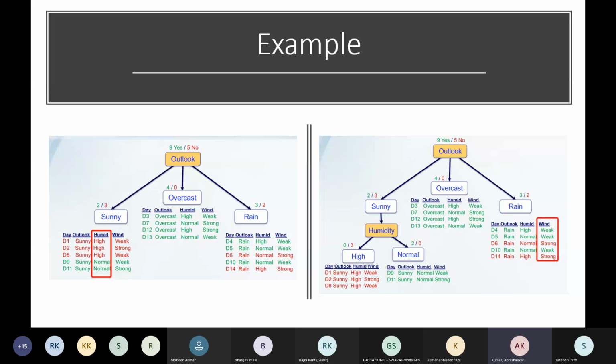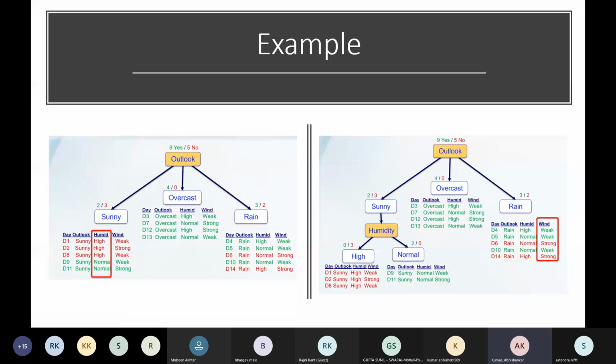The next feature we are going to split on is humidity. How many categories does humidity have? Two, high or normal. So on the humidity side you can say high and normal. Once we split this, this becomes pure, this becomes pure also. So now high and normal are the leaf nodes actually.